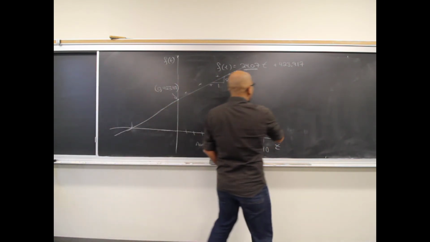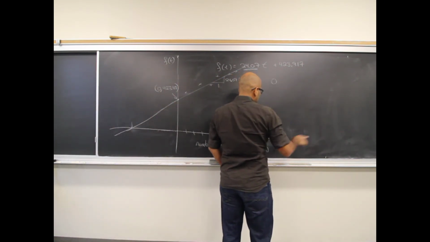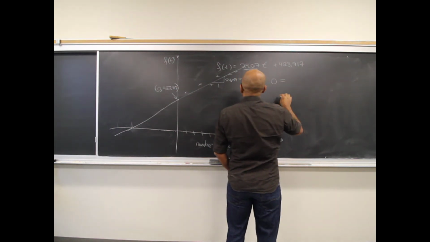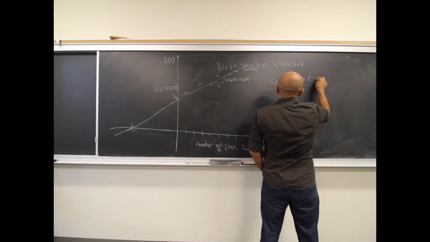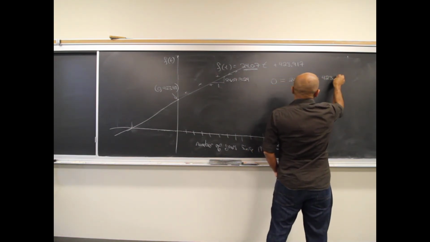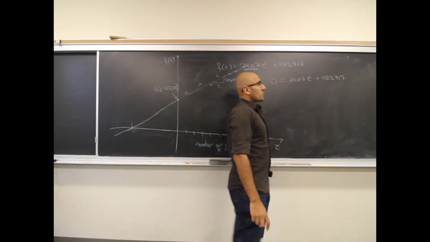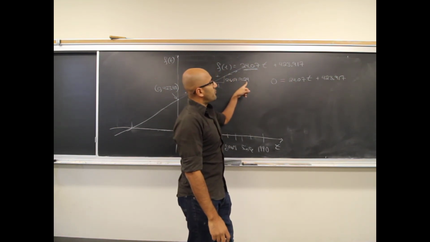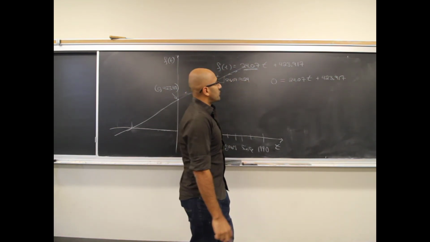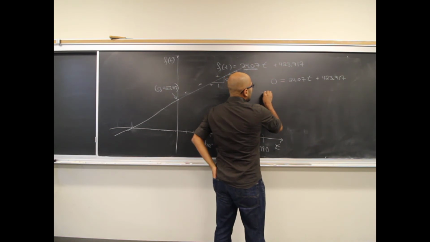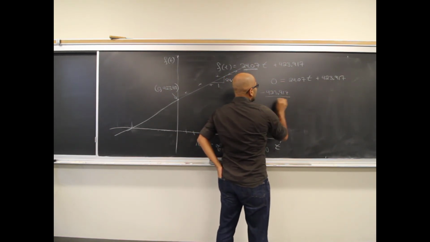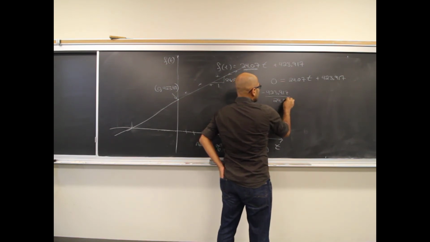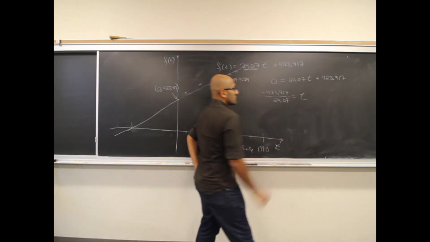So, to figure out where that t-intercept is, we're going to set 0 equal to 24.07 t plus 423.917. Right? So bring over the 423.917 and divide by 24.07. We get negative 423.917 divided by 24.07 equals t.